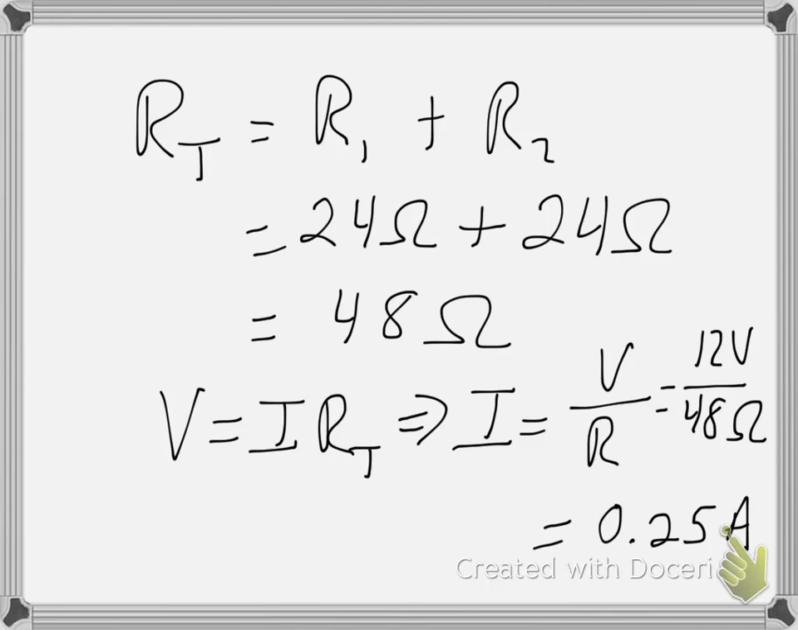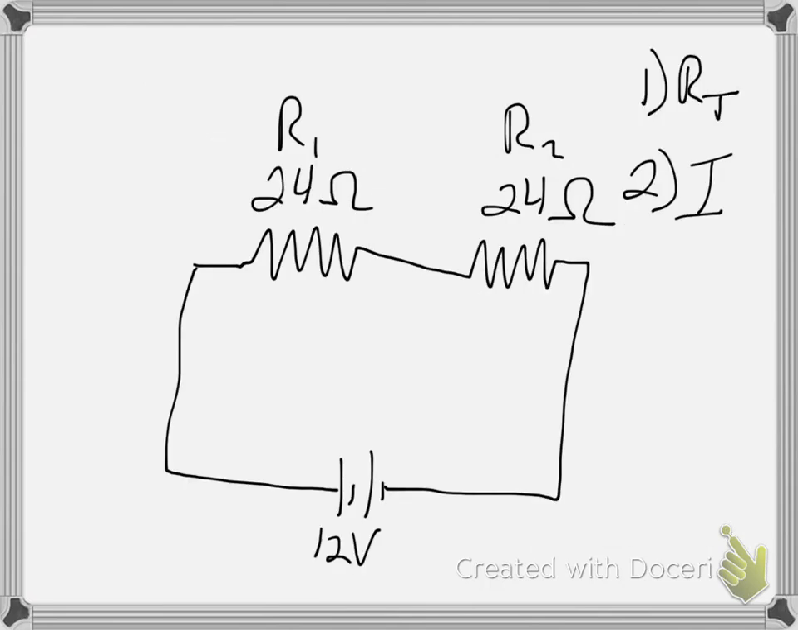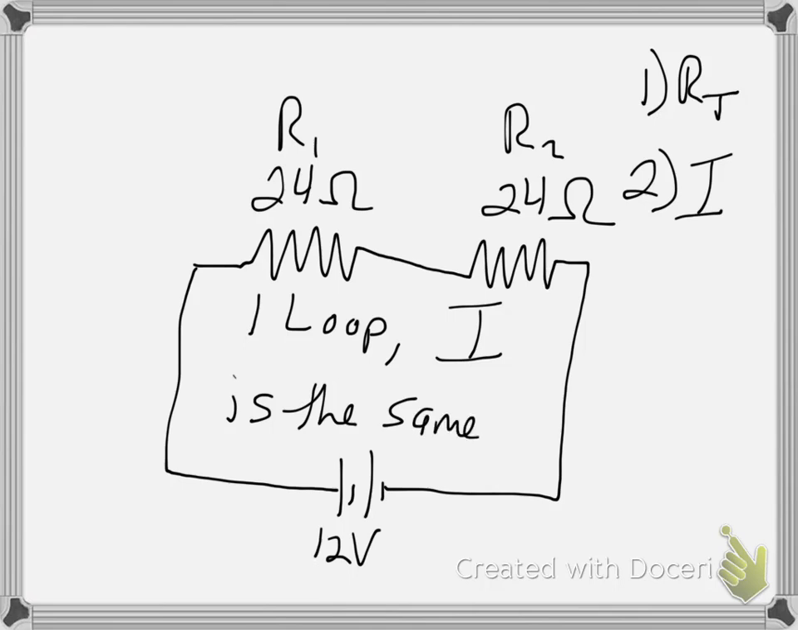All right. Now, one thing to note, one characteristic of a series circuit, if we go back here, is that the current will be the same everywhere in the single loop. So when you have one loop, I is the same everywhere.